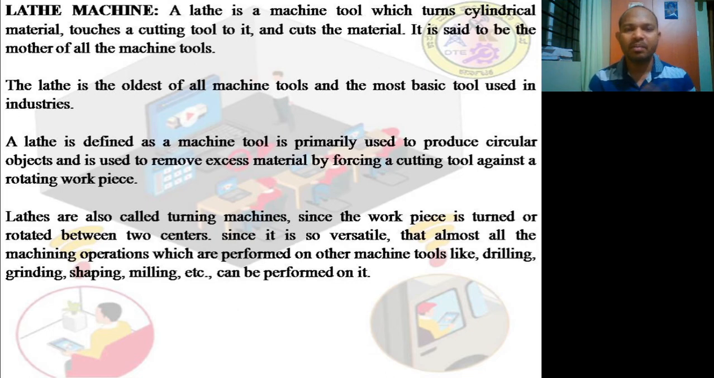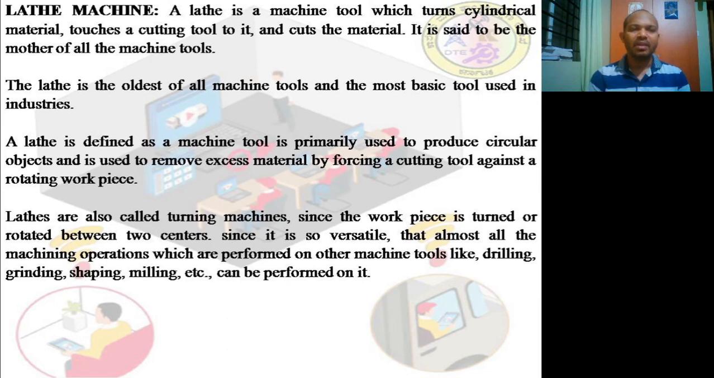It may be drilling or knurling or thread cutting. Say for example, if you take a drilling machine, its duty is only to drill holes of different diameters. Whereas a lathe can also perform the drilling operation, but it will be for only the cylindrical materials. It can also operate on other shapes, but it will be more effective for cylindrical materials. The lathe is the oldest of all the machine tools and the most basic tool used in all the industries.